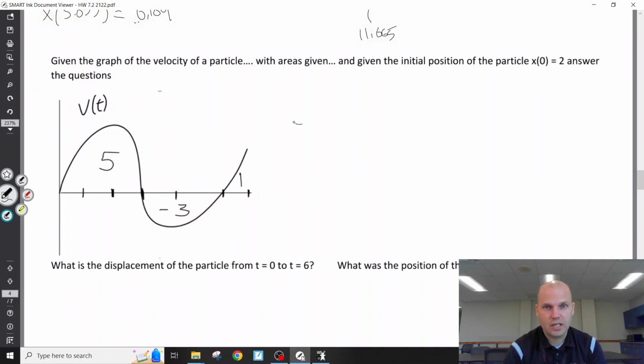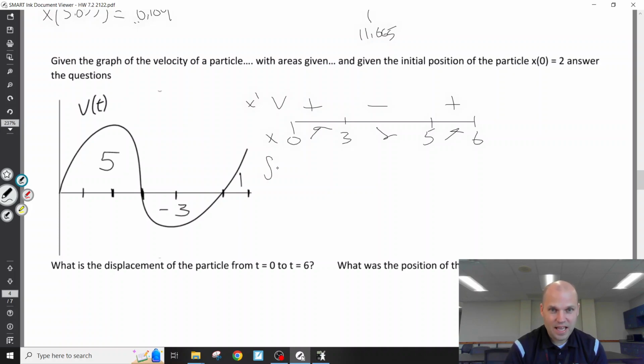Hopefully, when you see a velocity graph like this, you're going to be like, thank goodness, this is so easy. Look at my velocity. It's positive until t equals 3. It's negative until 5. It's positive from 5 to 6. That means my position, because this is the derivative, is increasing, then decreasing, then increasing, which means I'm going right, left, right. But now, they gave me the area under my velocity, the area under my derivative. I go to the right 5, I go to the left 3, I go to the right 1. How much my position's increasing or decreasing.